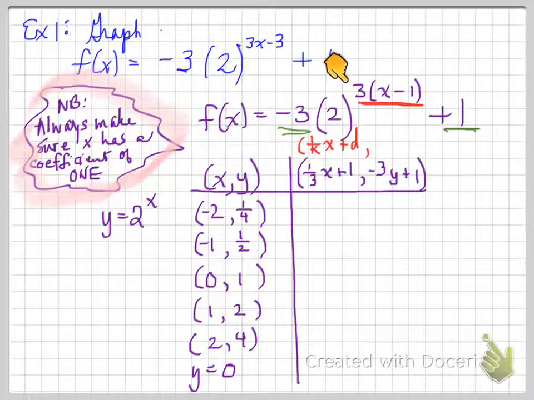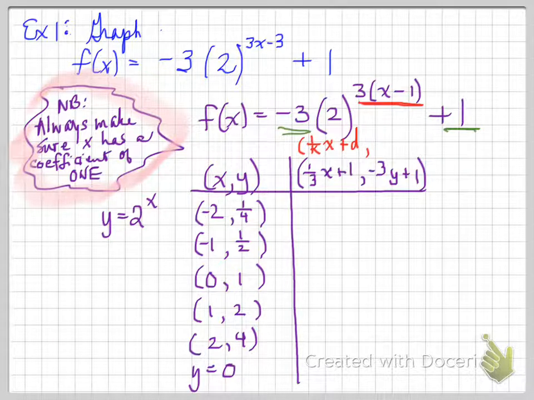The k is 3. Flip it, it becomes 1 over k. 1 over 3 is this part times x, because that happens horizontally. And then instead of -1, it's opposite of what you see, so it's +1. This is the formula you will use to always do this.